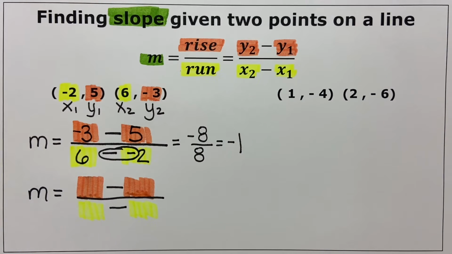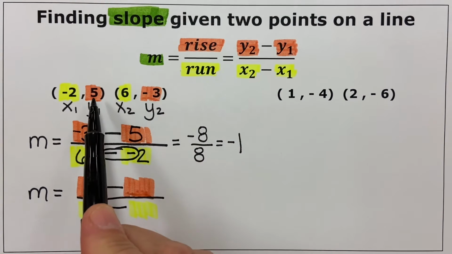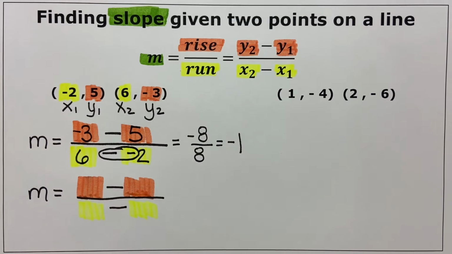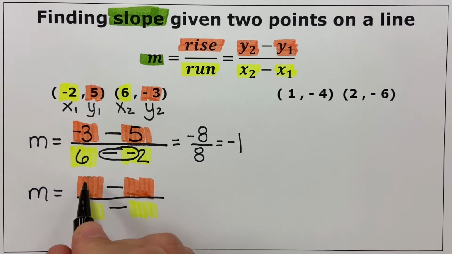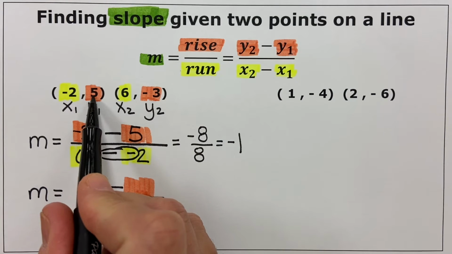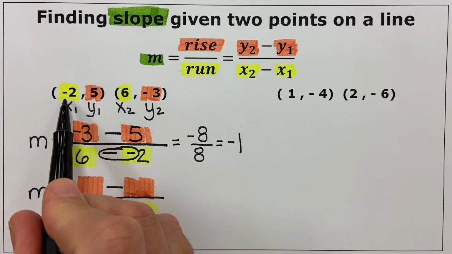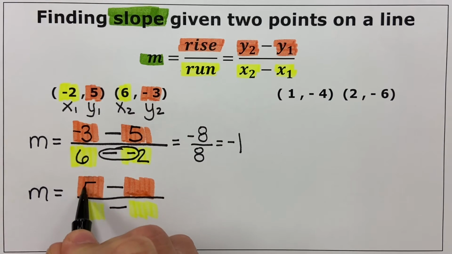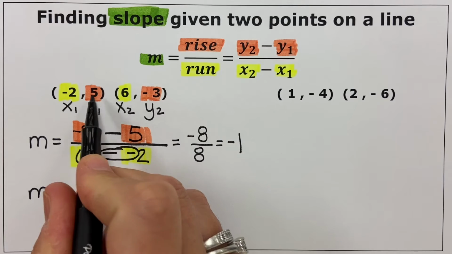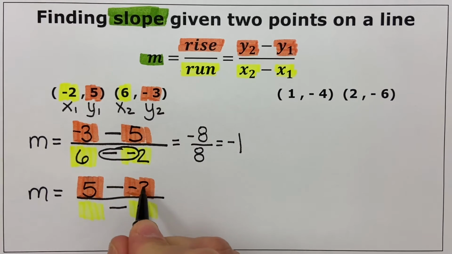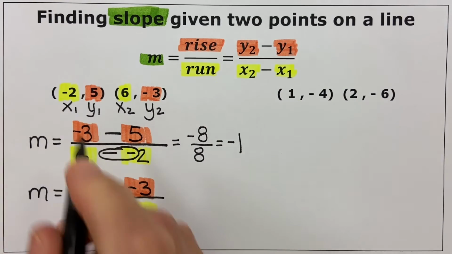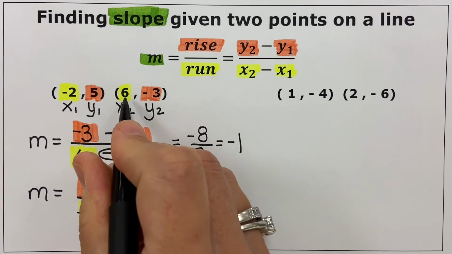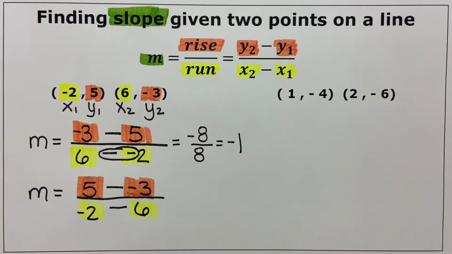A common question that's asked is, does it matter if I start with -3 or 5? Well, it really doesn't matter as long as you're consistent. So let's say that I decide to start with 5 for my y's. Then I'm going to need to start with -2 for my x. So starting with 5, subtracting my y's, 5 minus a -3, and then starting with -2, I'll have -2 minus 6.